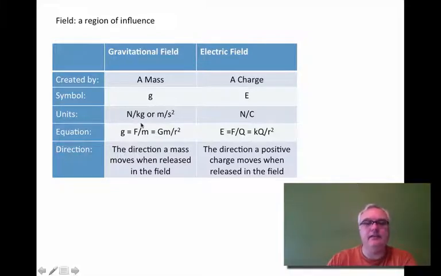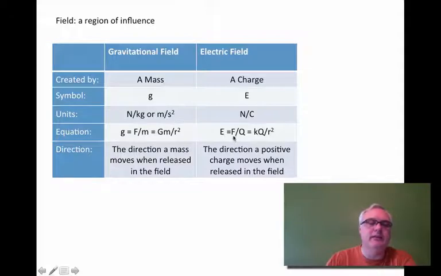And that gives us a very easy equation for calculating gravitational field. It's just force divided by mass, right? This is Newton's second law, F equals ma, rearranging for the acceleration or the gravitational field, g equals F divided by m. And instead of using F, we substitute in Newton's universal law and we get G times m over r squared.